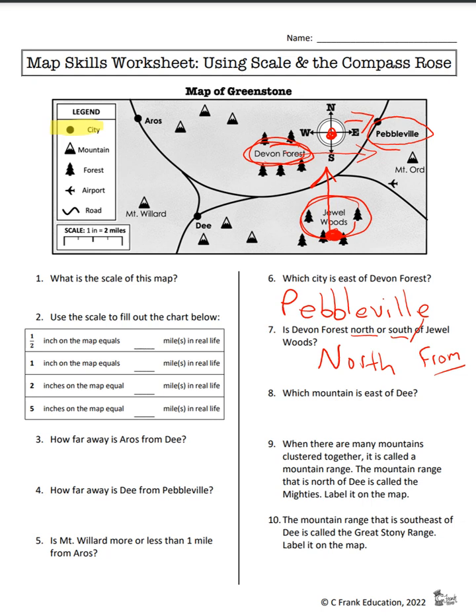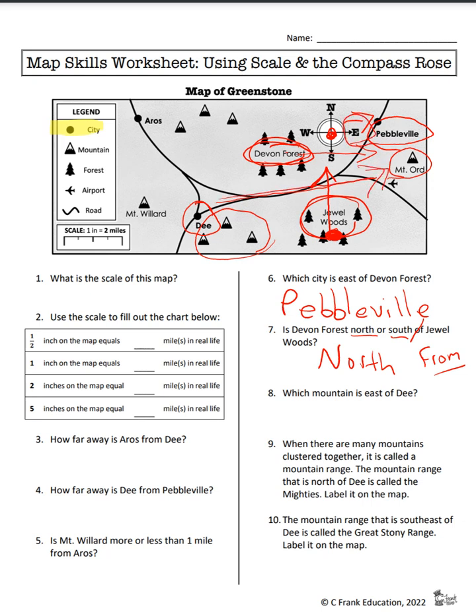Okay. Number 8, which mountain is east of D? I've got to find D. Here's D. Which mountain is east of D? Is that what it says? East of D? It does. So which mountain is east of D? These are mountains. This is kind of a tricky question because these mountains aren't labeled, are they? These mountains are not labeled. This is Mount Ord over here. That one is labeled. That one is east because this direction is east.